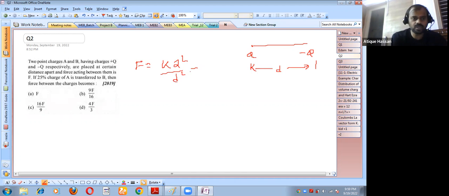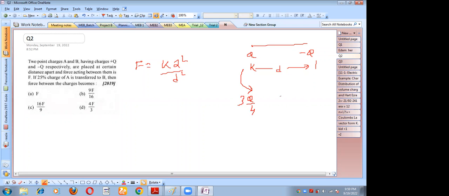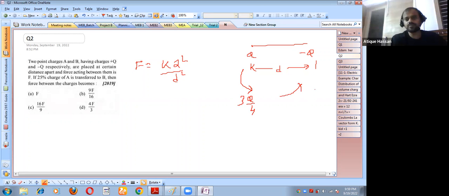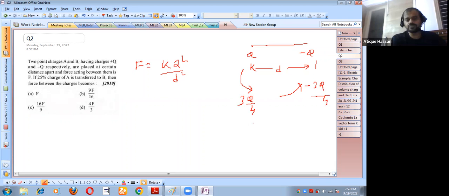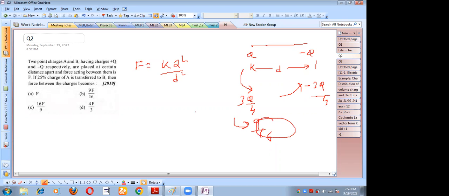All right. If 25% of A is transferred to B, what will the charge be here? It will remain 3Q by 4, right? And what will be here? Minus Q plus Q by 4, if 25% charge is transferred, so it will be minus 3Q by 4. Now we will again find the force from Q1, Q2, and the extra term is 9 by 16. So the correct answer is B.